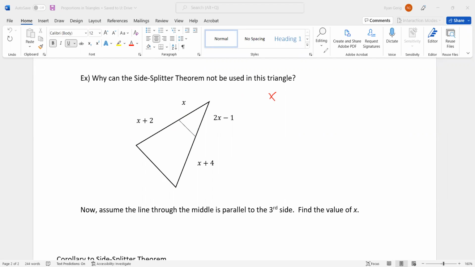So what I'm going to have is X over X plus 2 equals 2X minus 1 over X plus 4. Cross multiply, and life's going to get a little tricky here. X times X plus 4 equals X plus 2 times 2X minus 1.